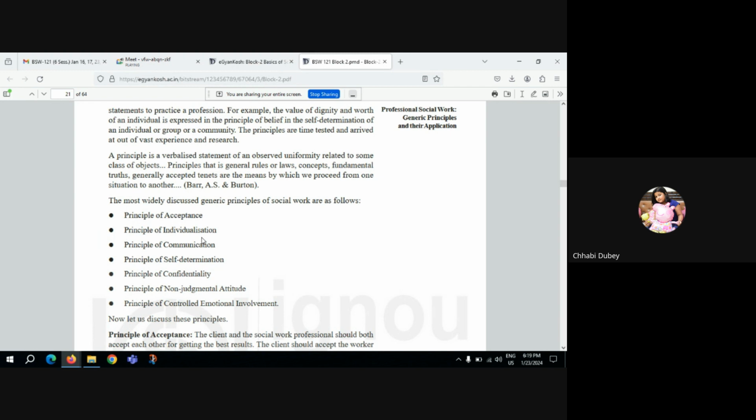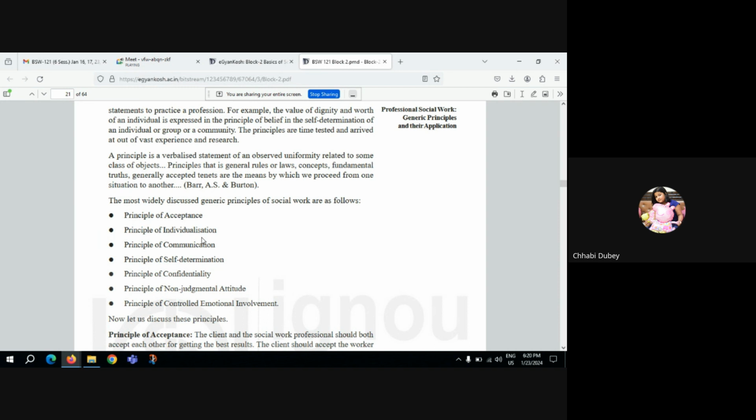Generally there are some generic principles of social work. First is the principle of acceptance. Second is the principle of individualization. Third is the principle of communication. Fourth is the principle of self-determination. Fifth is the principle of confidentiality, then the non-judgmental attitude, and finally the principle of controlled emotional involvement.